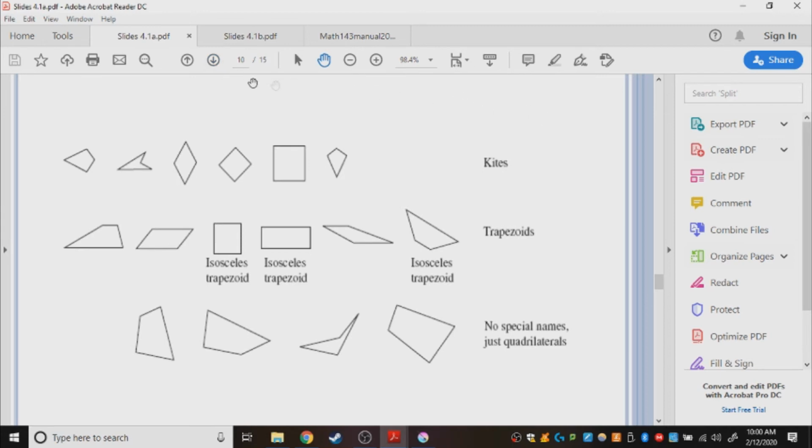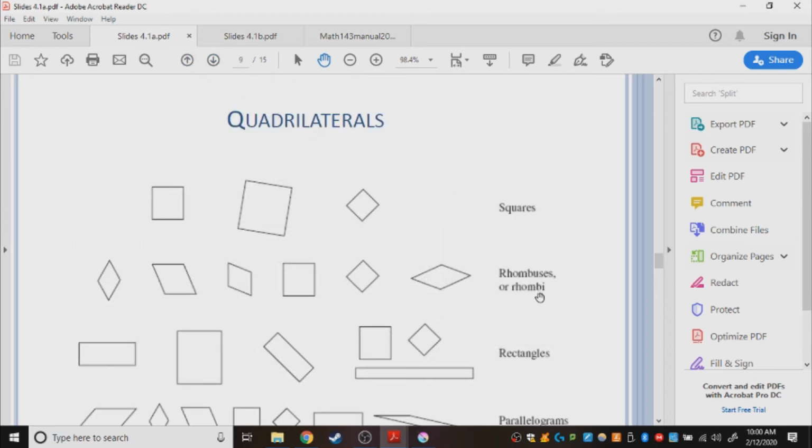What was the rhombus one again? Rhombus, all sides are equal. Most of the time we confuse rhombus and square. The square, all sides are equal, and all angles are equal. So a square is a rhombus, but a rhombus isn't necessarily a square. So rhombus, all sides equal?